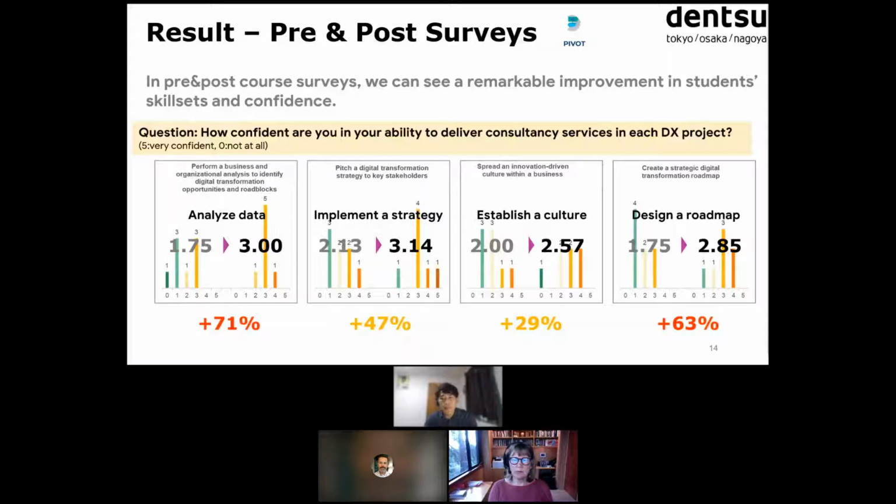Analyzing and road mapping skill sets showed over 50% lift in individual confidence level. Moreover, we didn't expect a lift in strategy implementation and culture establishment because they require sophisticated soft skills. However, they performed very well.